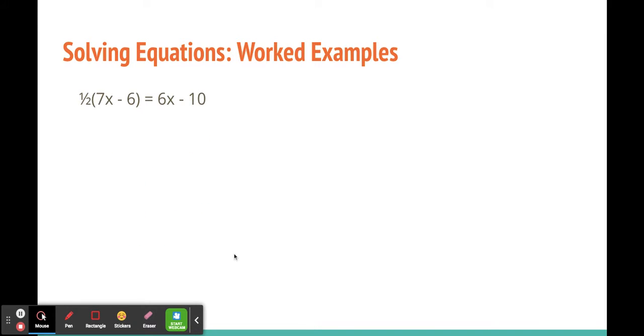Finally, we have this problem where we have a fraction with the distributive property. You could choose to distribute that 1/2, but you might notice that 1/2 times 7 is not going to give you a whole number. So I chose to, again, multiply both sides by 2, double both sides, to not have to deal with a fraction or a decimal. That gives me double of half of 7x minus 6 is just 7x minus 6 on the left, and double 6x minus 10 is 12x minus 20.